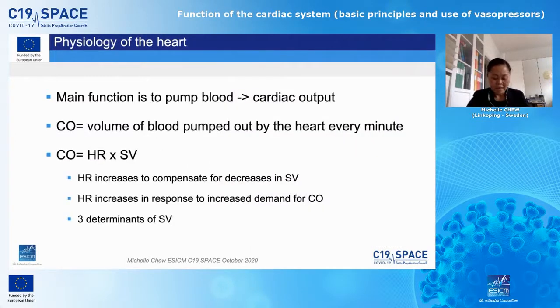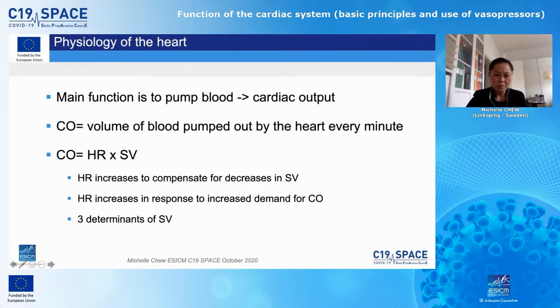So, the main function of the heart is to pump blood. It pumps blood out to the circulatory system and to the organs. And the amount of blood that is ejected by the ventricles with each beat is called the stroke volume, SV. And the stroke volume times the heart rate is the cardiac output. So cardiac output is the volume of blood pumped out by the heart every minute into the aorta.